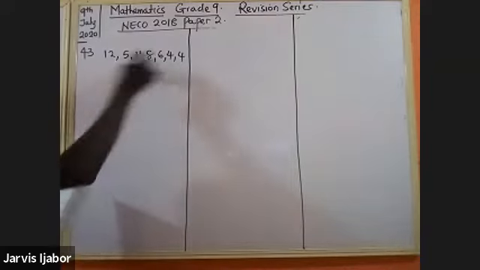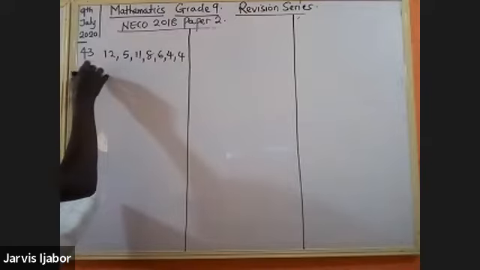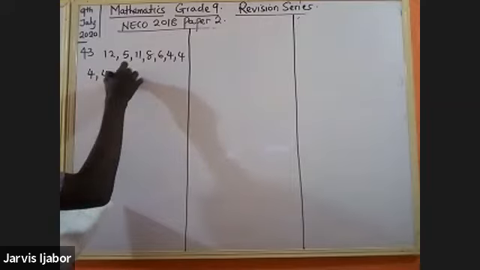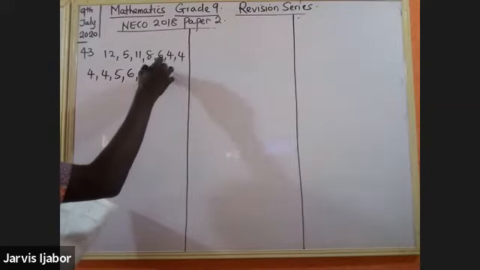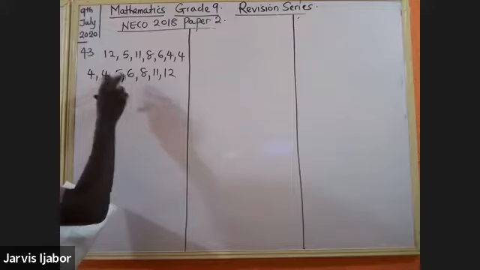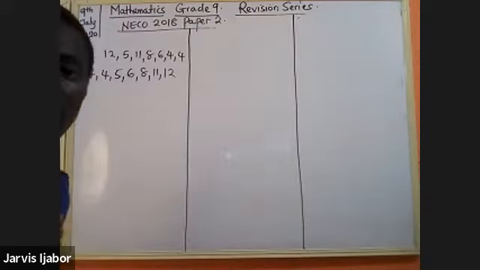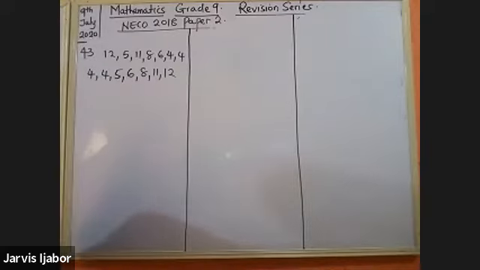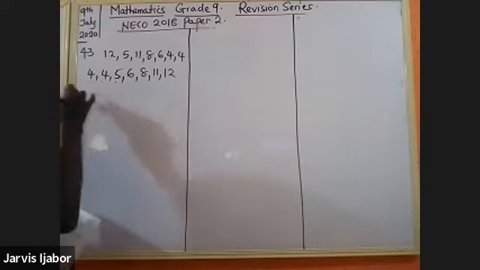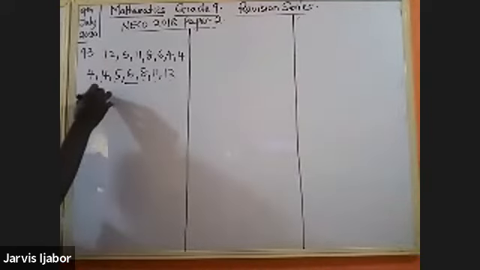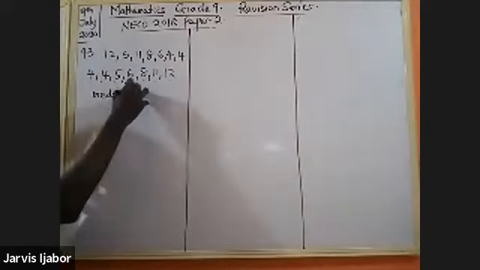So the first thing you do when you're looking for median is to rearrange this. This will be 4, 4, 5, 6, 8, 11, and 12. 1, 2, 3, 4, 5, 6, 7. So it's 7, not 6. Now the median. How do we get the median? 1, 2, 3, 1, 2, 3. So the median obviously will be what? 6. So median is 6.